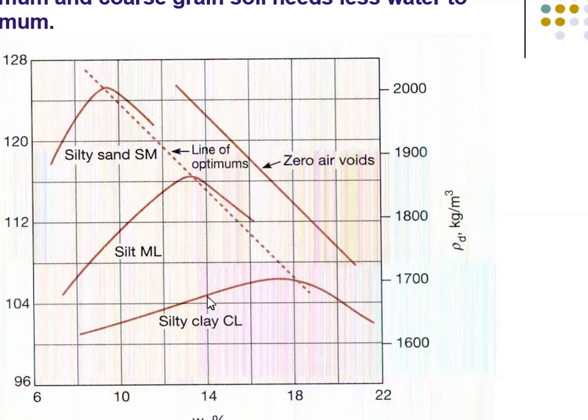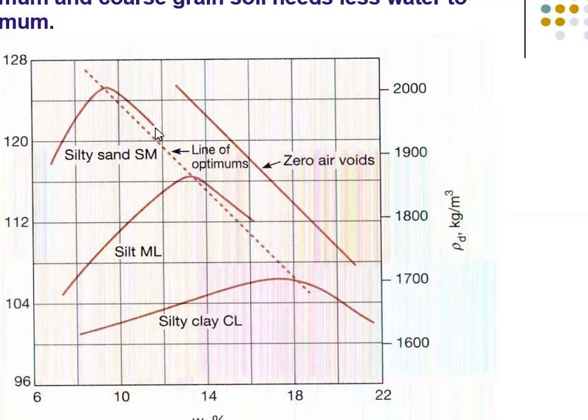If we look at this data, this silty clay material has a very flat curve. Silt, ML, low plastic silt, has a much sharper peak, and silty sand has a very distinct, very sharp and narrow peak, and it's very easy to identify where the line of optimum or maximum dry unit weight is. And if we plot this data for a sand, it will also be a very flat curve. So it's important to remember that if you change anything in the soil, fine content, gradation, amount of silt, amount of sand, amount of gravel, it will change its relationship.